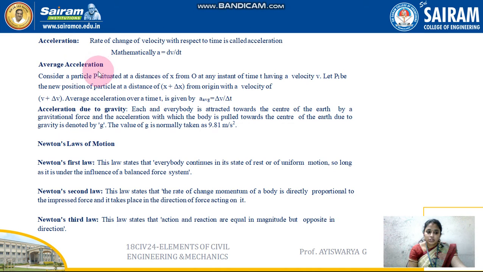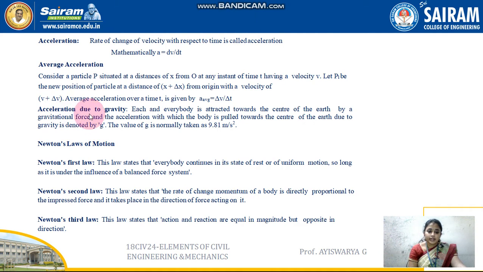And average acceleration means it is obtained by averaging all the different accelerations. If we consider a particle at a certain distance x from O at any instant of time, the new position of the particle we will also know. For example, it will become x plus del x from the origin, with a velocity of v plus del v, the new velocity. So the average acceleration over the time interval del t is a average equals del v by del t. Taking the varying accelerations together, you will get the average of the varying accelerations at a particular point.